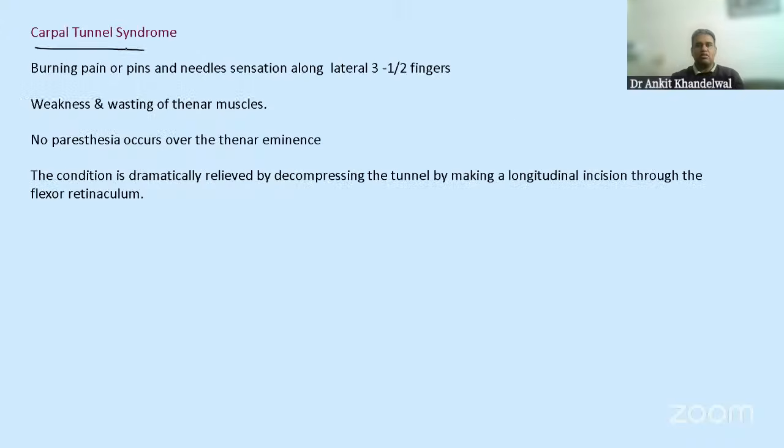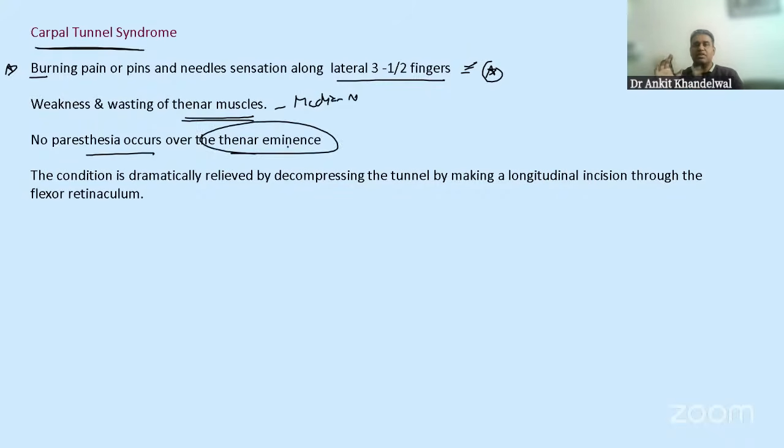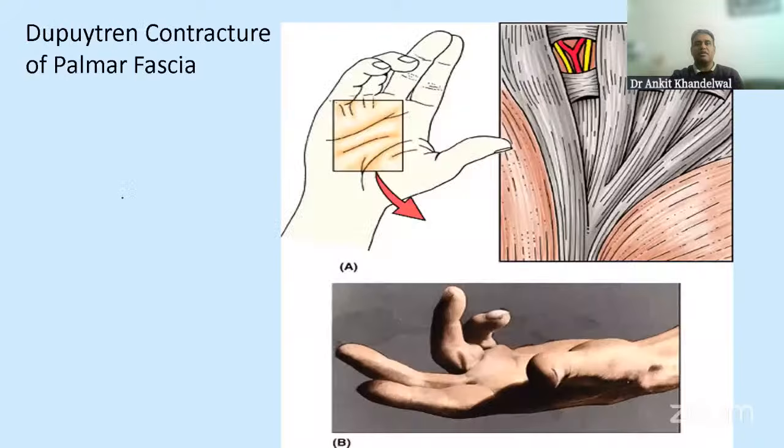Again, a bit of carpal tunnel syndrome. Burning pain is important. Burning pain or pins and needle sensation on the lateral 3.5 fingers, note over here, not the palm. Weakening and wasting of the thenar muscles, because the thenar muscles of the thumb are supplied by the median nerve. No paresthesia occurs over the thenar eminence, because this eminence comes under the territory of the palm. The condition is dramatically relieved by decompressing the tunnel by making an incision. So treatment is surgical, through the flexor retinaculum. Simple answer. Dramatically improved, just like our compartment syndrome.